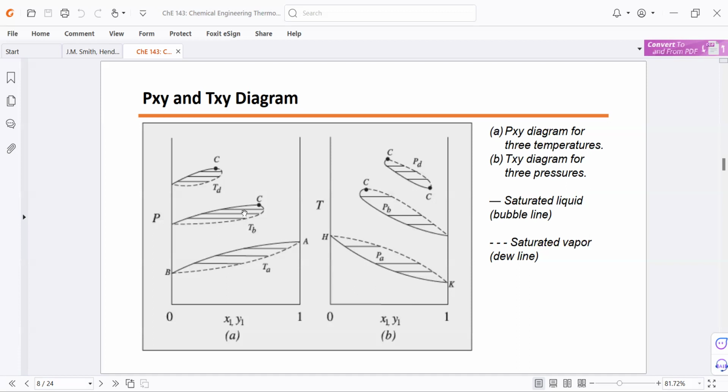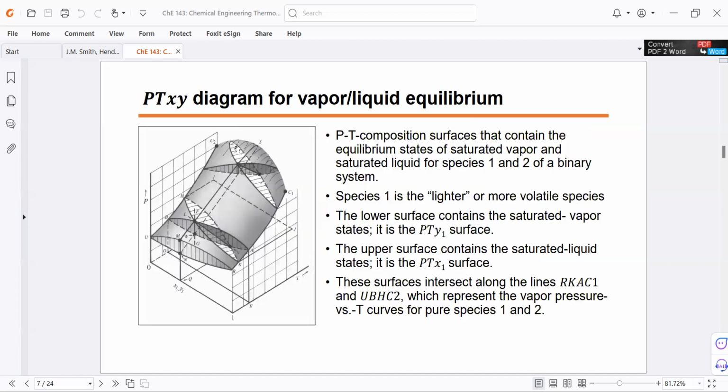So let's first focus our attention on why some of these curves do not span across the whole composition range. As you can see here, at temperatures TB and TD, the curve touches the critical temperature, and this is the critical temperature of the mixture. So this point C is somewhere along the curve right here.